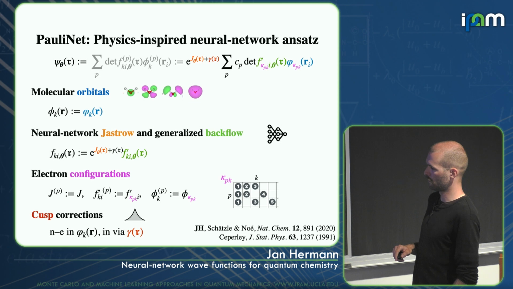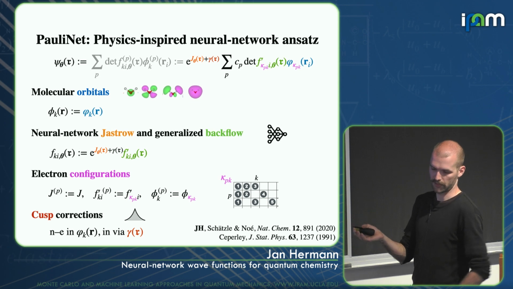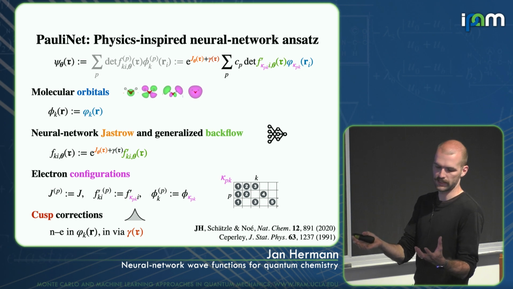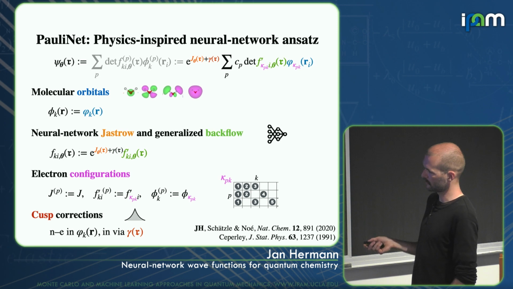Then what Brian Clark was talking about, he uses a form where it's an additive, right? So you take your molecular orbital and then you add a neural network to it. And what we have here is a multiplicative form.